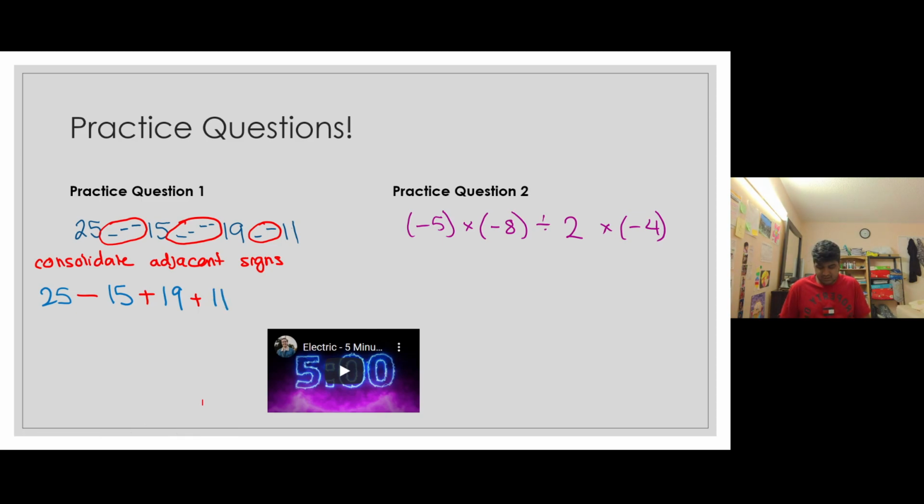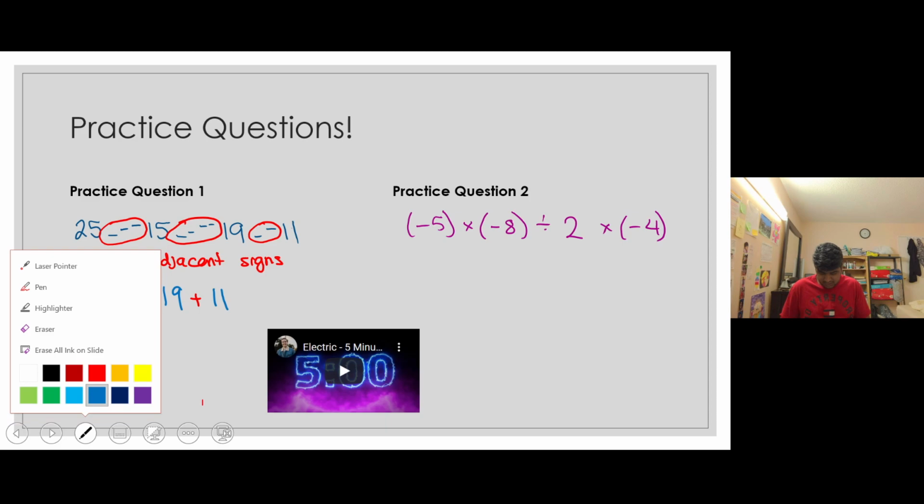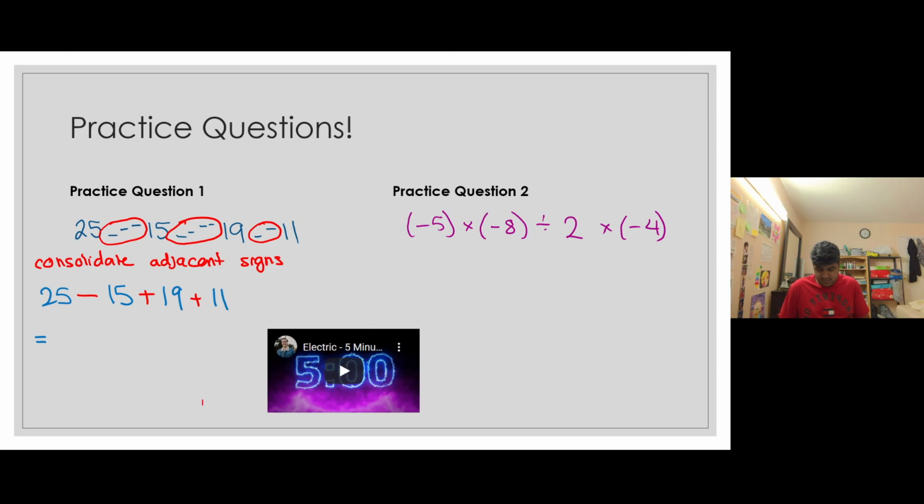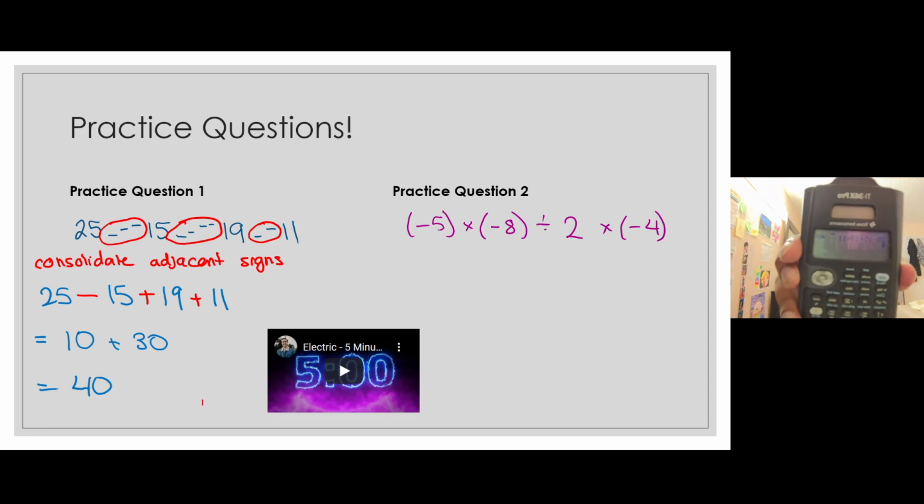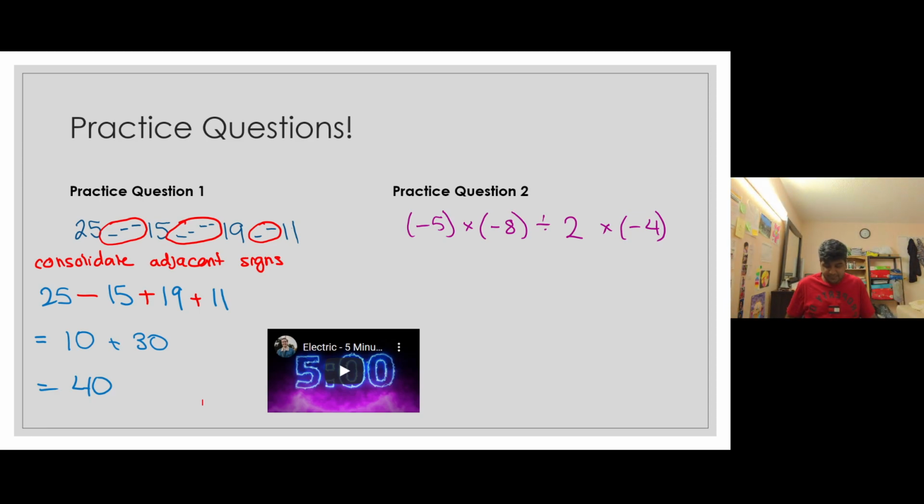And 11. Now we can actually go ahead and regroup. So this is equal to, let's stick with the royal blue here. 25 minus 15 is equal to 10. 19 plus 11 is equal to 30 because 19 plus 1 is 20 and 20 plus 10 is equal to 30. This gives us a final answer of 40. Of course, we need to check this using the calculator. So I have 25 minus 15 plus 19 plus 11, which gives us an answer right there of 40. Okay? Let's go ahead now to practice question number 2.